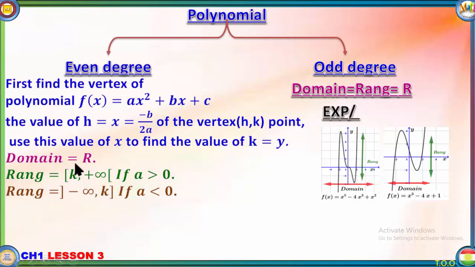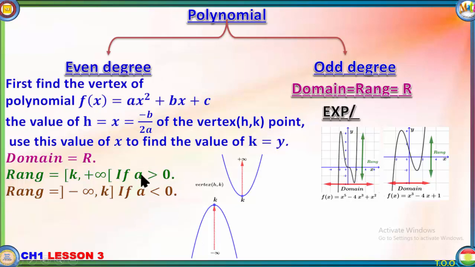Then the domain is the real numbers and the range starts from k to positive infinity if the leading coefficient is positive. That means if a is positive, or the sign before x squared is positive. And the range starts from negative infinity to k if a is less than 0, which means the leading coefficient is negative, or we have a negative sign before x squared.